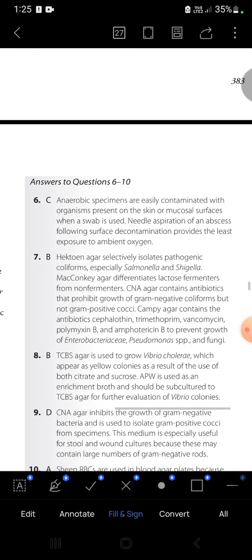And explanation: the anaerobic specimens are easily contaminated with organisms present on the skin and mucosal surfaces. When a swab is used, needle aspiration of an abscess following surface decontamination provides the least exposure to ambient oxygen.